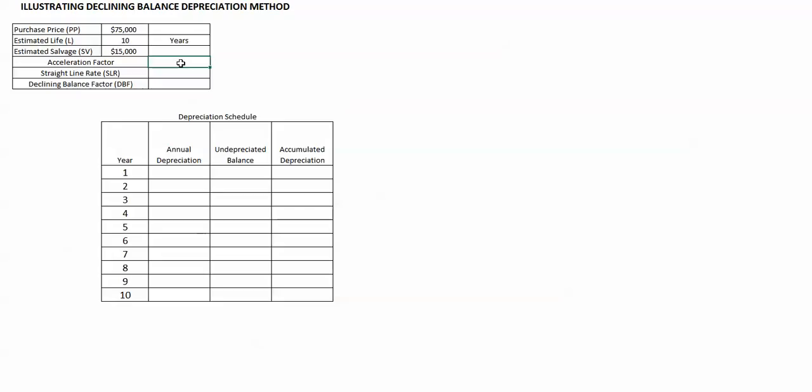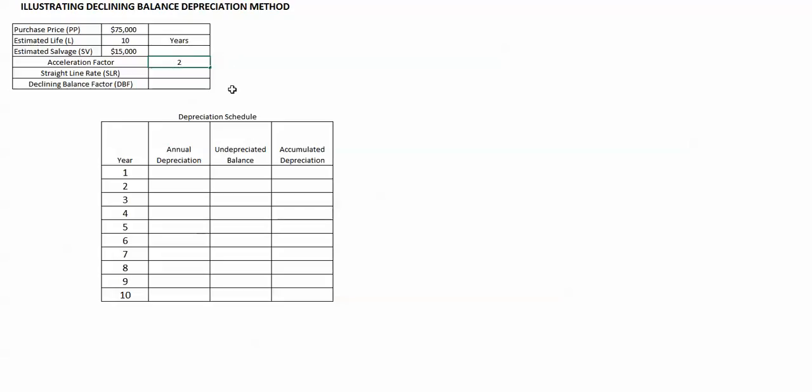The first thing is what we're going to refer to as an acceleration factor, and this has to do with how fast you would like to prorate that depreciation up into the earlier years. In other words, if you wanted the depreciation to be prorated 1.5 times as fast as the straight line method, you'd put a 1.5 there. If you wanted it to be twice as fast, you'd put a 2 there. If you wanted it to be 1 1/4, you'd put 1.25. Now for this illustration, I'm going to put a 2 here.